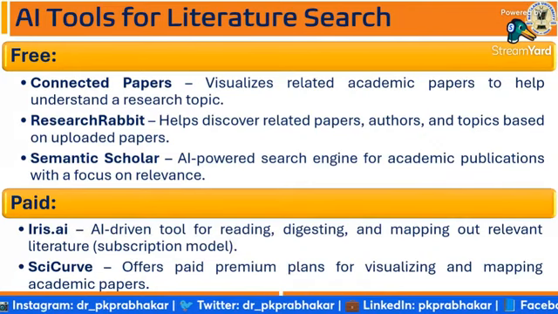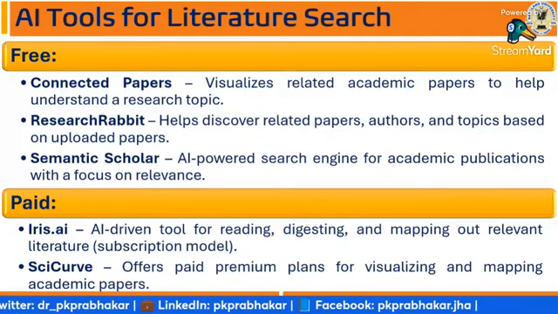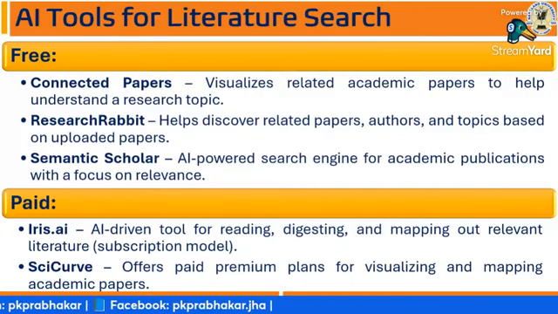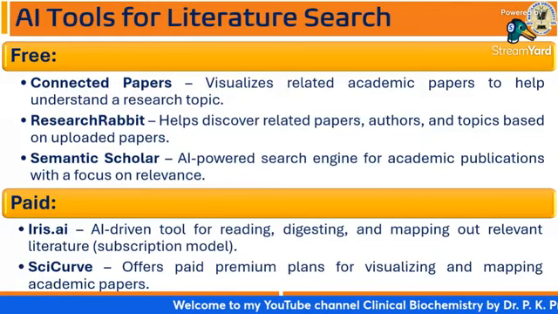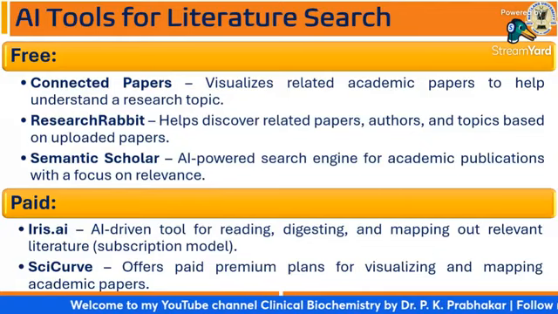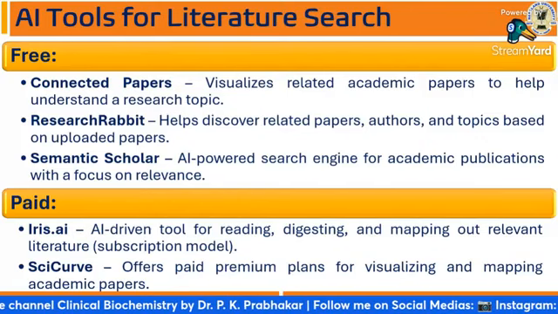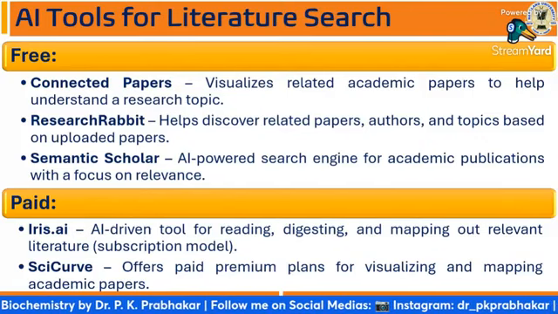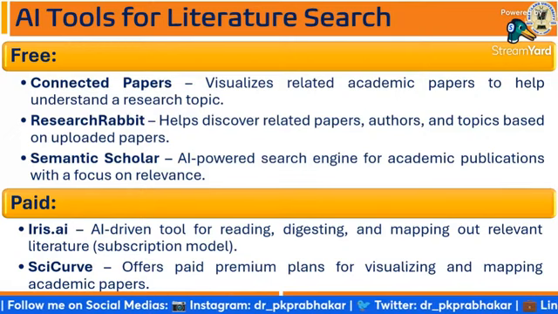Research Rabbit is a visual literature mapping tool, like a Spotify for papers, a discovery engine. It visualizes how papers are connected and evolve over time. It also gives you graph-based network visualizations. Then we have Semantic Scholar, an AI-powered search engine. It gives AI-ranked search results that prioritize influential papers over simple keyword matches, with citation context.